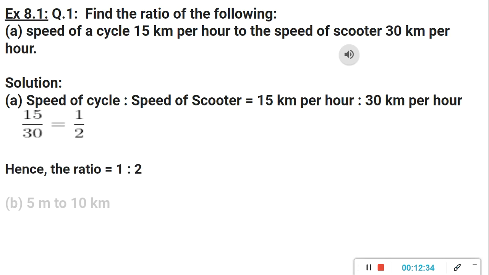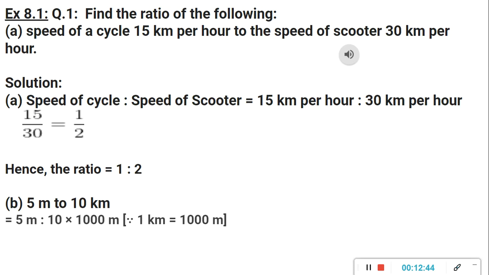Now second question, 5 meter to 10 kilometer. Here one is in meter, then another one is in kilometer. So we can shift this kilometer to meter. So 1 kilometer is equal to 1000 meters. So 10 kilometer is equal to 10 into 1000, that is equal to 10,000 meter. So the ratio will be 5 meter is to 10,000 meters. So that is equal to 5 upon 10,000, that is 1:2000.